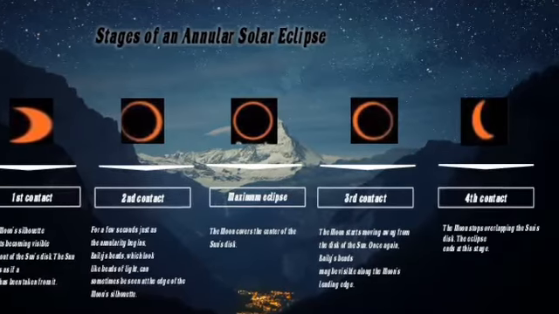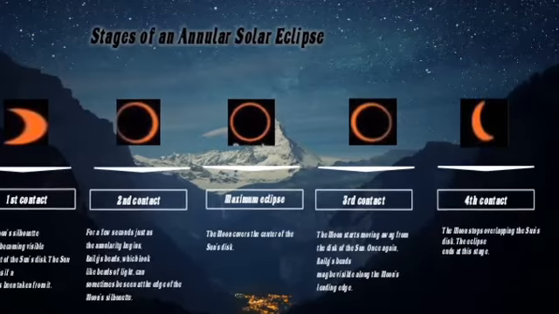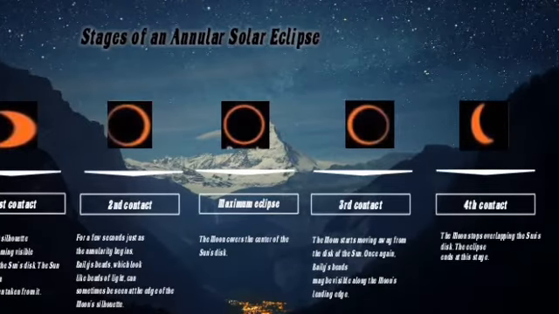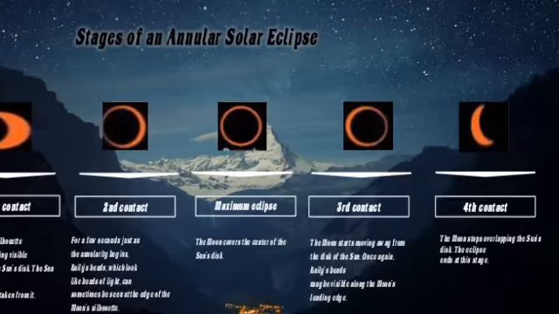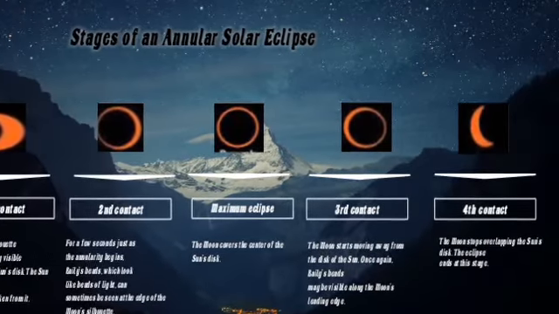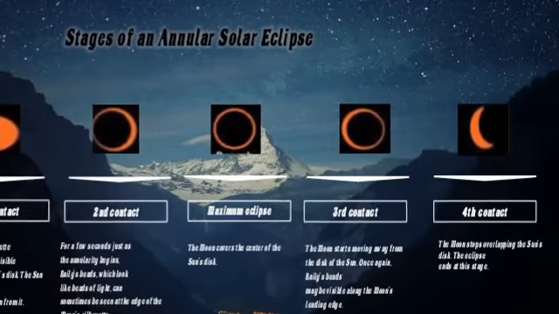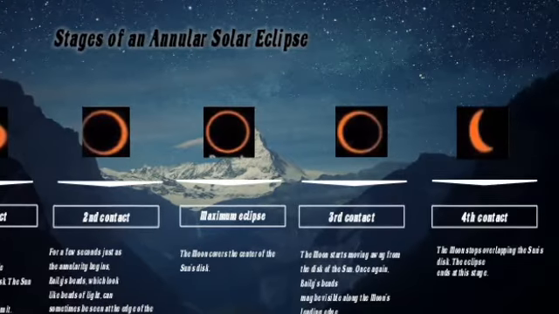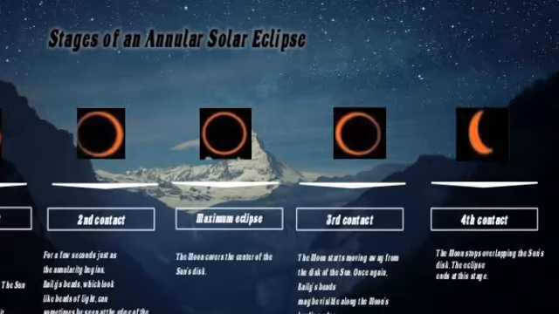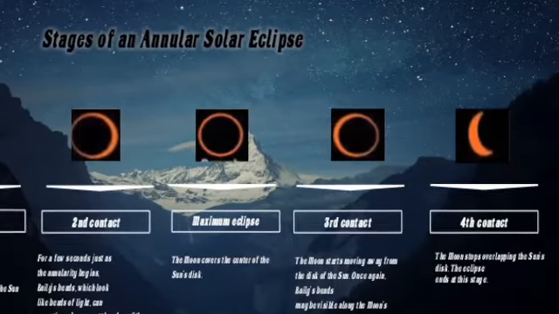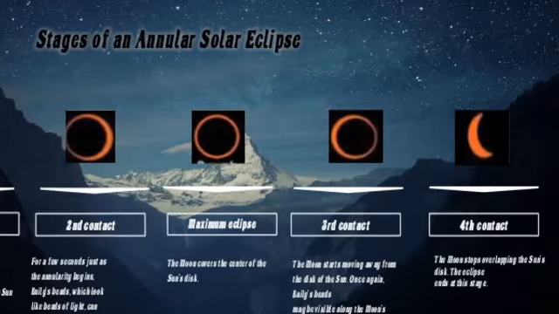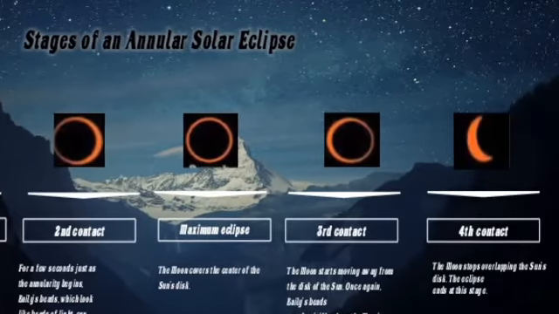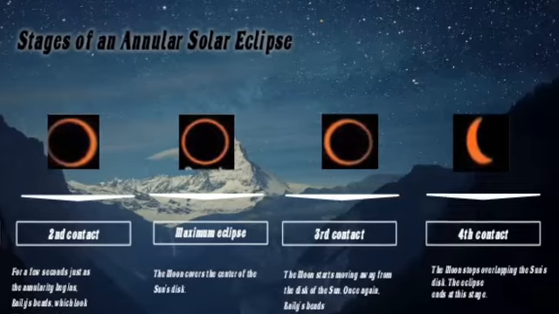Stages of an annular solar eclipse. First contact: the moon's limb starts becoming visible in front of the sun disk. The sun looks as if a bite has been taken from it. Second contact: for a few seconds, just as the annularity begins, bead-like spots of light can sometimes be seen at the edge of the moon's silhouette.